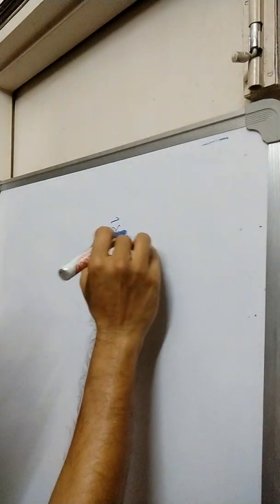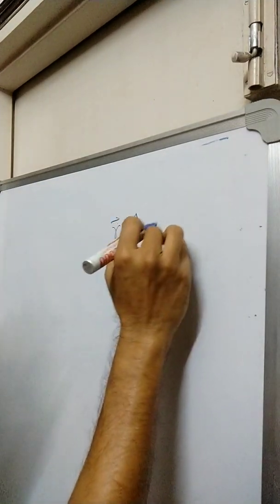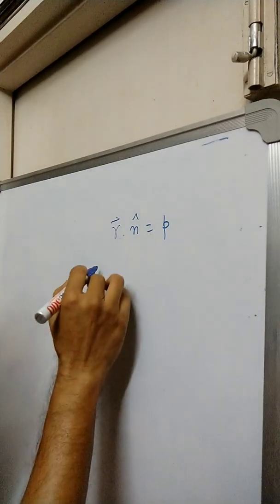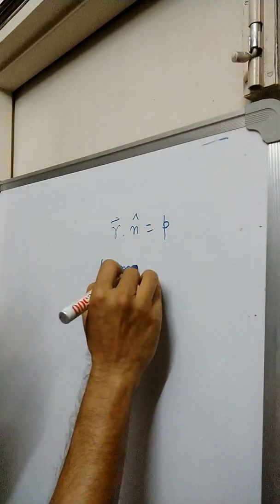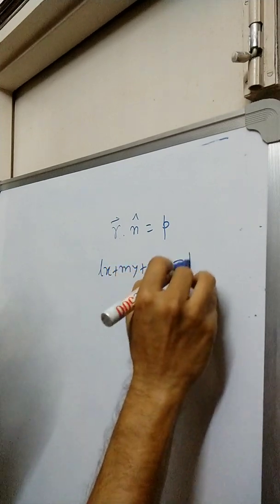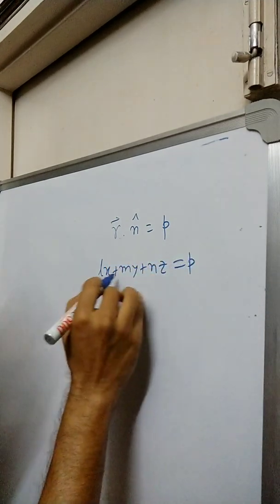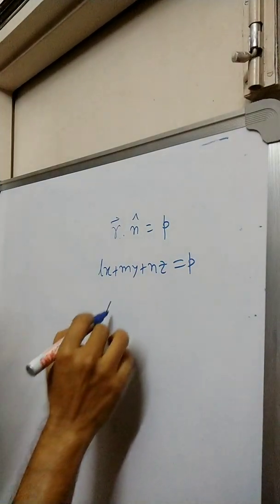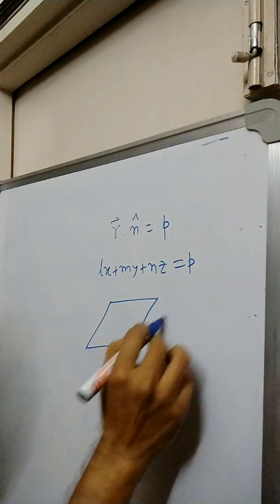Now let us move on to the equation of plane. Vector equation of a plane may be written as r dot n cap equal to p. This is an application of vector. You know that the equation of plane may be written as lx plus my plus nz equal to p, where l, m and n are the direction cosines of the straight line which is perpendicular to the plane, whose equation is this.